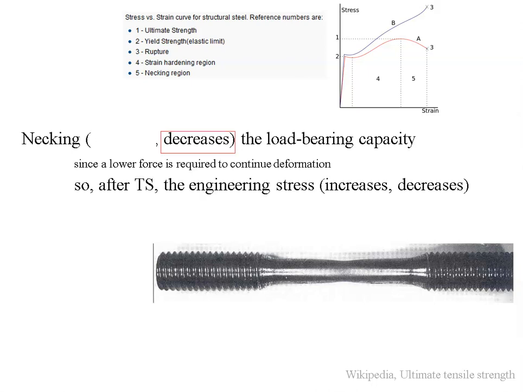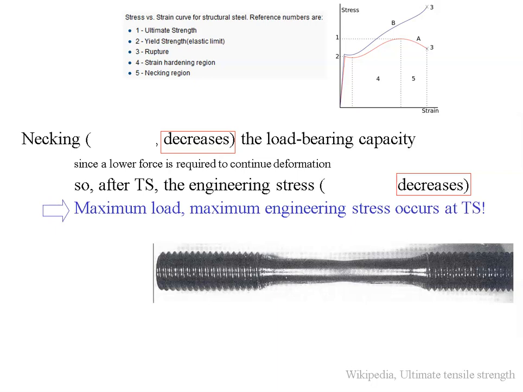Well, not surprisingly, it decreases. You need less force in order to continue deforming the sample, that is, to continue moving toward the right on that red curve. So after the tensile strength point is reached, what happens to the engineering stress? It's going to decrease. So in summary, the maximum load and the maximum engineering stress occur at the tensile strength point.